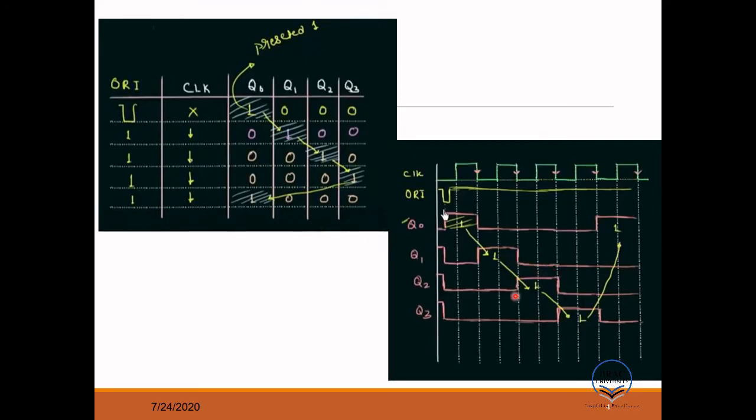Because the output of Q0 will be input for Q1, output of Q1 will be input for Q2, output of Q2 will be input for Q3, right? Okay, so here it becomes 1 again. So this is 0, the output will be 0. This is 0, output will be 0.